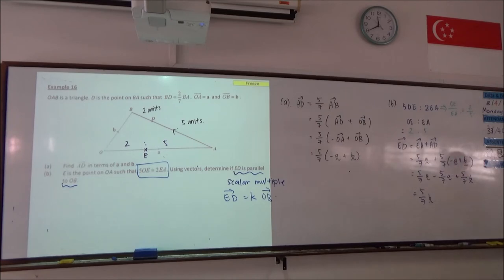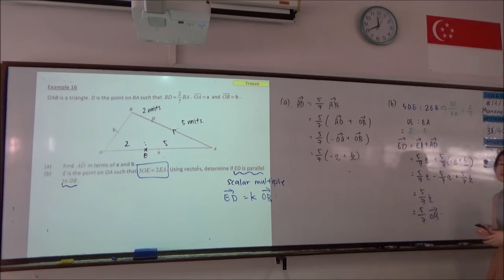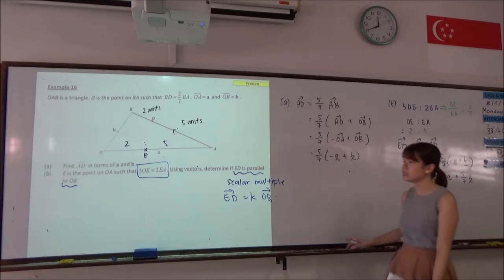The ratio of the length is similar to the ratio of the vectors itself. But we just keep to the length, because that's what we're given. Right, so ED is actually 5 over 7 B, which is actually 5 over 7 of OB. So therefore, since there is a scalar multiple, that means that ED is parallel to OB.